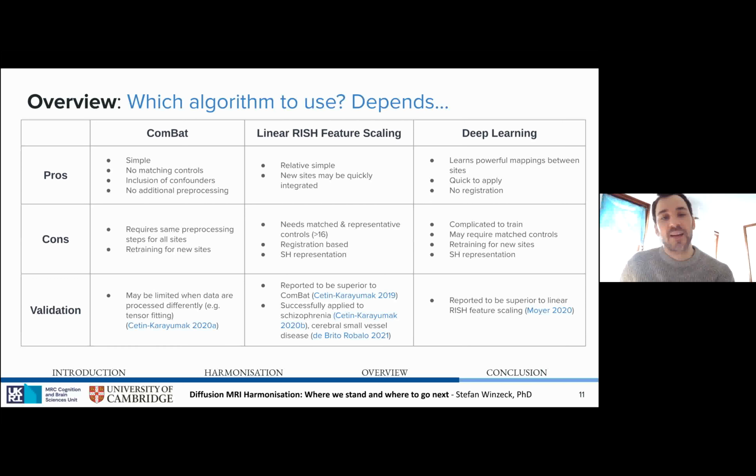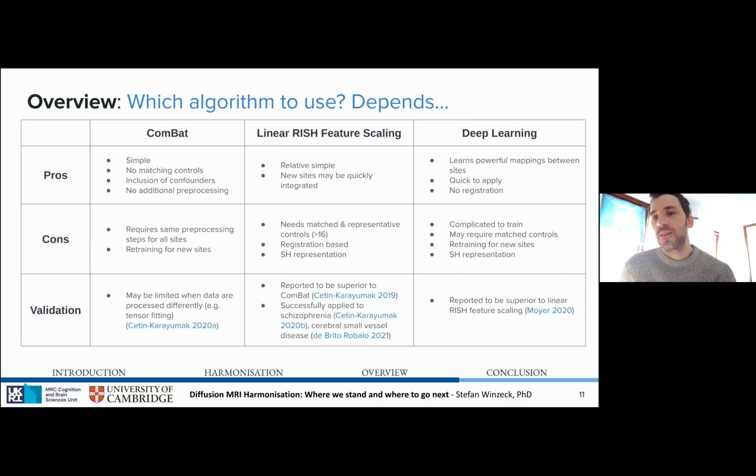Linear RISH feature scaling has been reported quite often to be better than Combat, and also shown for different diseases to be successful to help get rid of the scanner bias and improve the findings for their clinical studies.